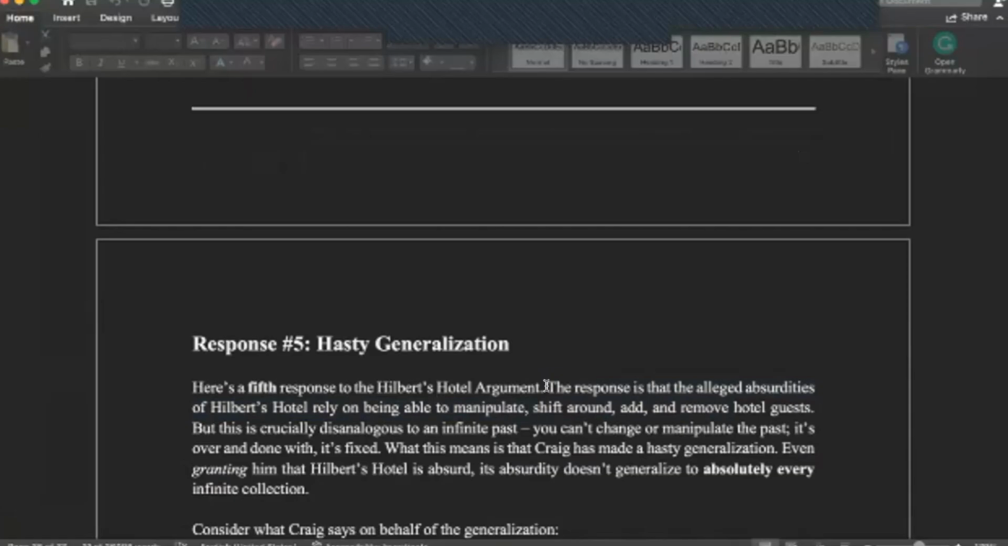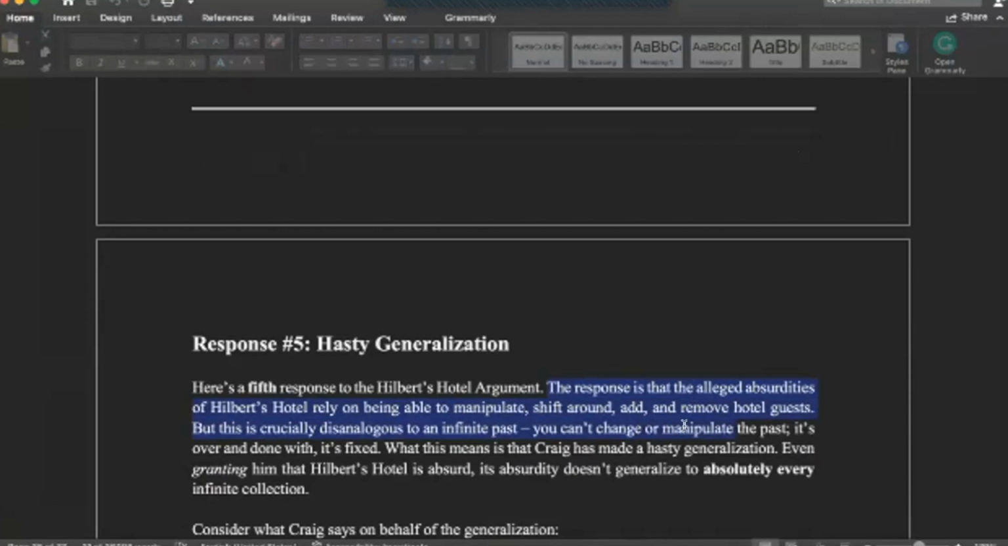And even if you do, this doesn't warrant thinking actual infinites are impossible. Let's move on then to my fifth response, hasty generalization. That is to say, the fifth response is that the alleged absurdities of Hilbert's Hotel rely on being able to manipulate, shift around, add, and remove hotel guests.